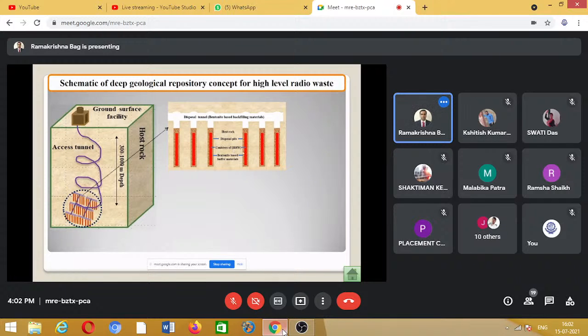Then this is the host rock. And that is the canister containing the fuel, and the gap between this canister and the rock is filled with the bentonite based buffer material, or the expansive clay. That is where our geotechnical engineering research is going on in this material behavior.